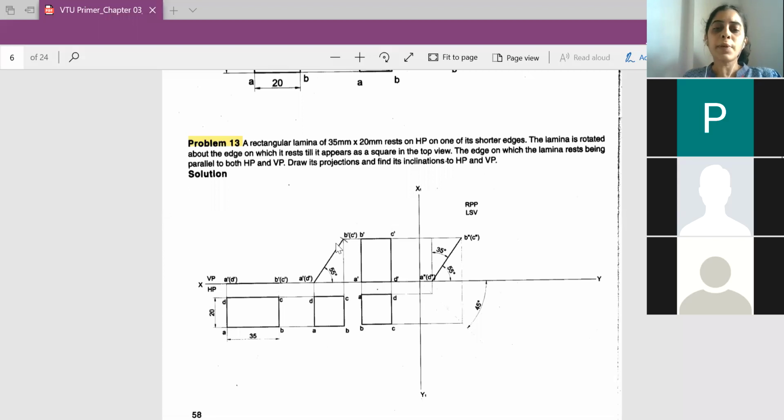Locus of C is meeting C dash at this point. So this is our C dash. Locus of B is meeting B dash at this point. So this is our B dash. And hence you will name A dash, D dash, C dash and B dash as a rectangular lamina. So here this is the front view.